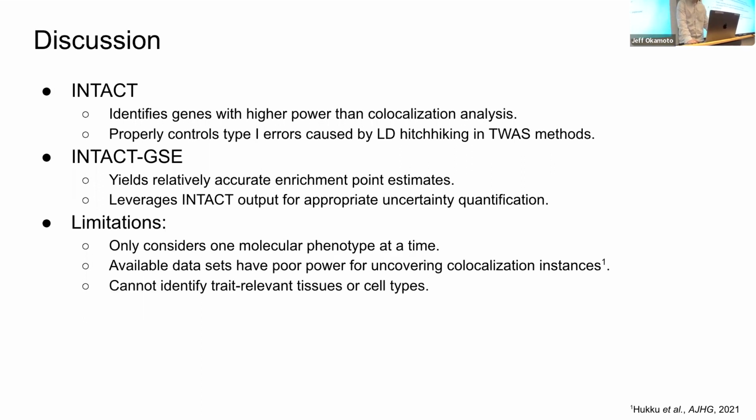Next, we can't identify trait relevant tissues or cell types. We needed basically previous biological knowledge to point us to those. And we can't estimate gene to trait effects using this method. It's really just designed for inference rather than estimation.